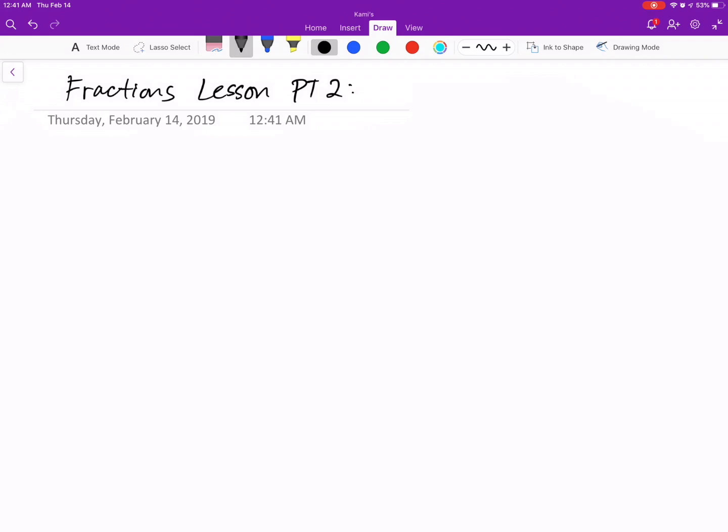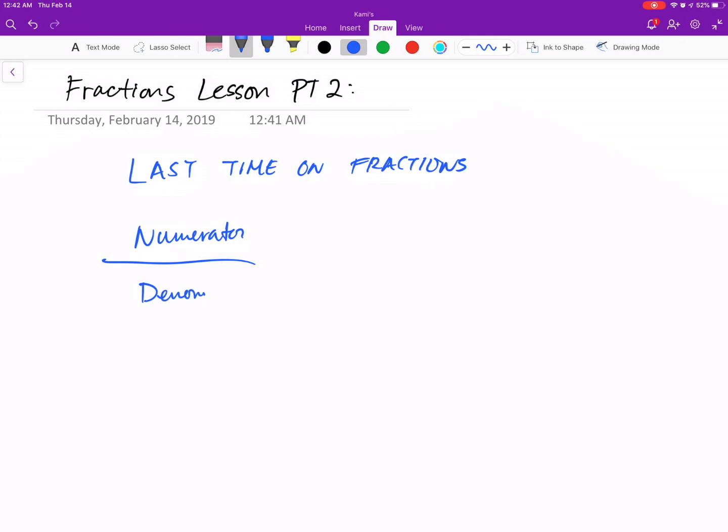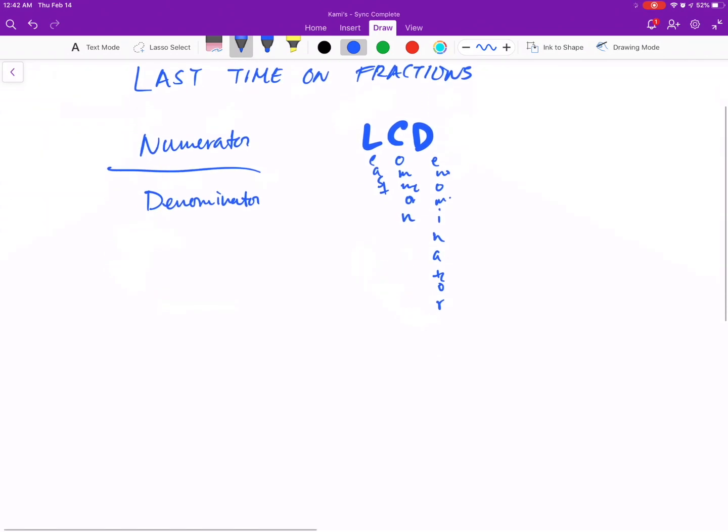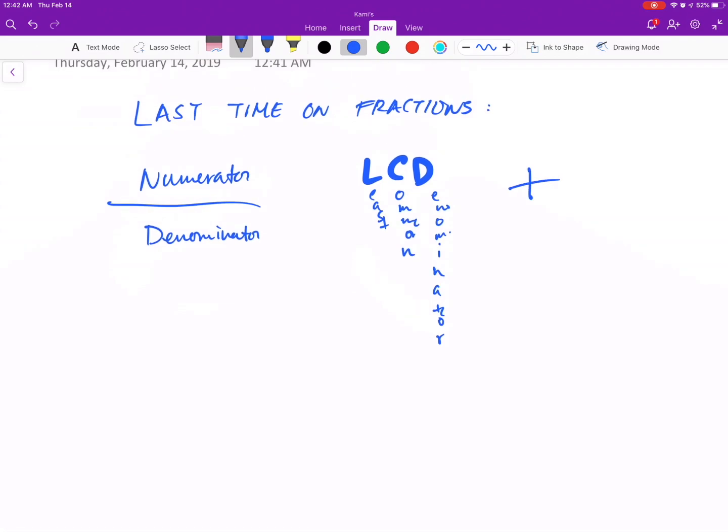Okay, let's get back into fractions. So just a recap. Last time on fractions, remember, numerator, number on top. Denominator, number on bottom. We had words like LCD, that's the least common denominator. These are pretty much the ones that we used just to add and subtract fractions.